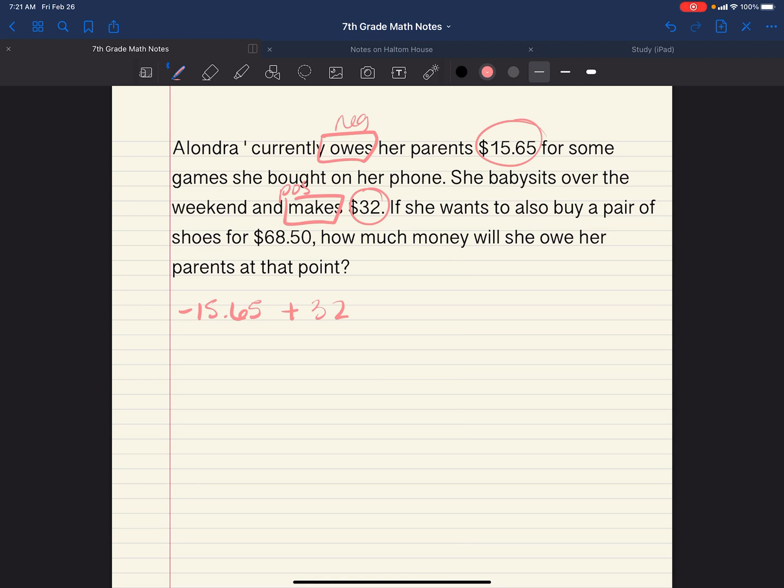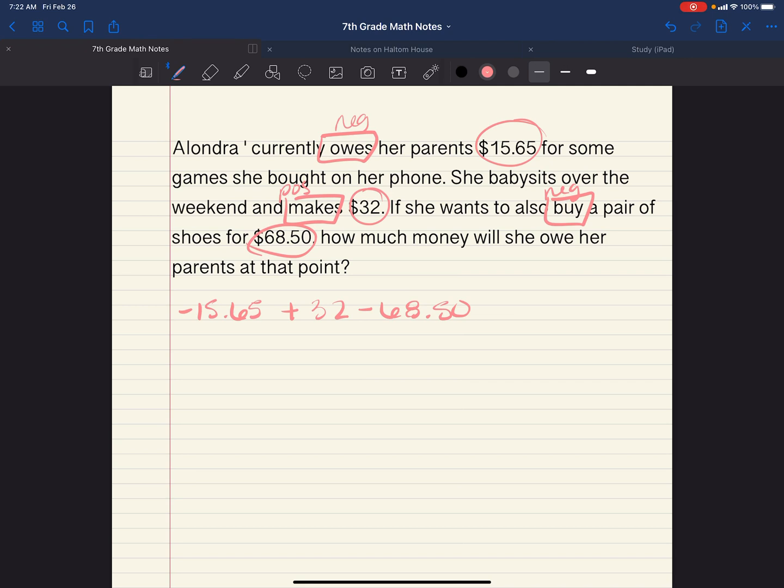So now she's also buying a pair of shoes, and I take it her parents said yes. Super nice. But when you buy shoes, especially when you're borrowing money, it's a negative because it's leaving your pocket and going into the hands of the shoe company. So that's negative $68.50. So we need to figure out how much is on her tab with her parents.